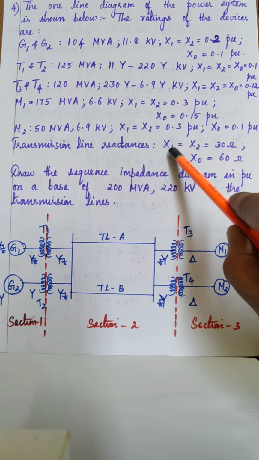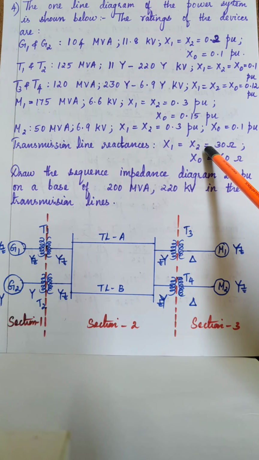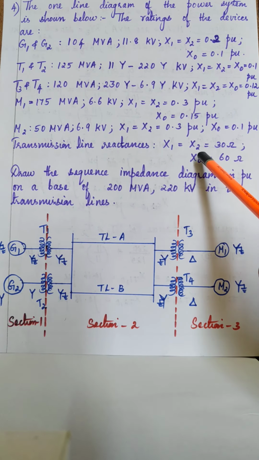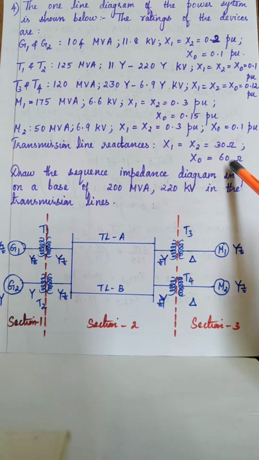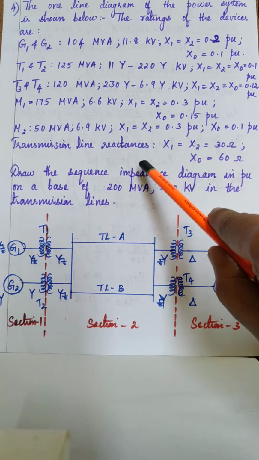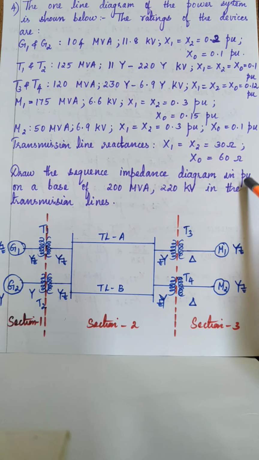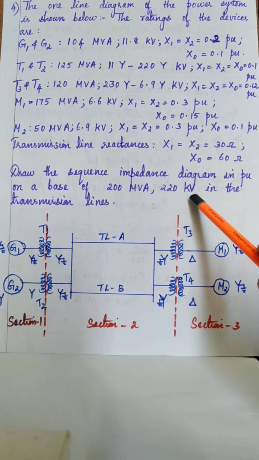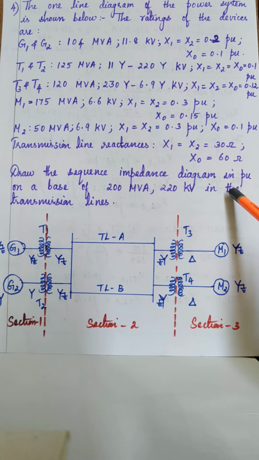For the transmission line, the positive and negative sequence reactances are 30 ohm. It is given in actual units. You have to convert to per unit. And the zero sequence reactance is 60 ohm. So draw the sequence impedance diagram. That means draw the positive, negative and zero sequence networks in per unit on a base of 200 MVA, 220 kV in the transmission line.